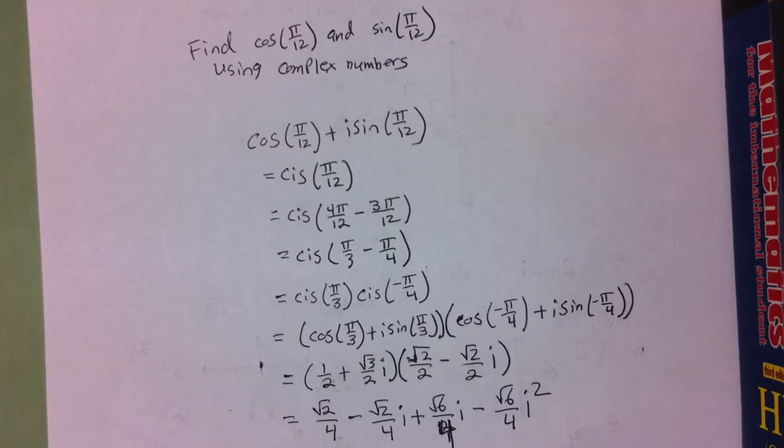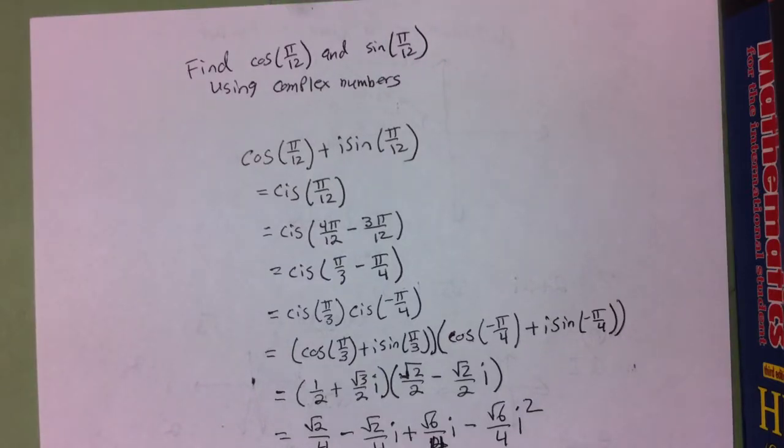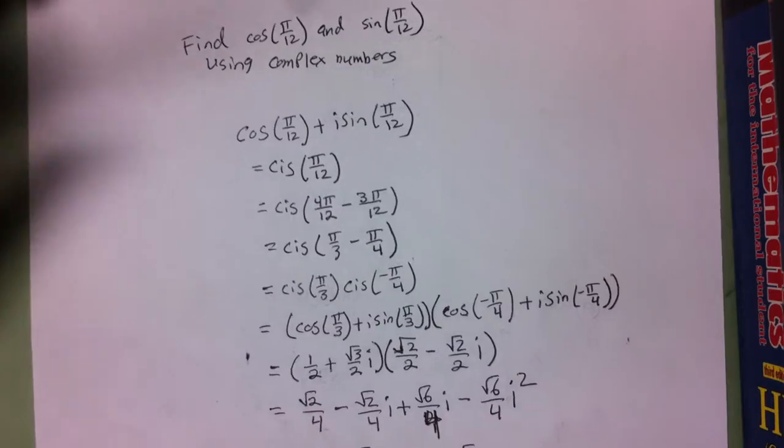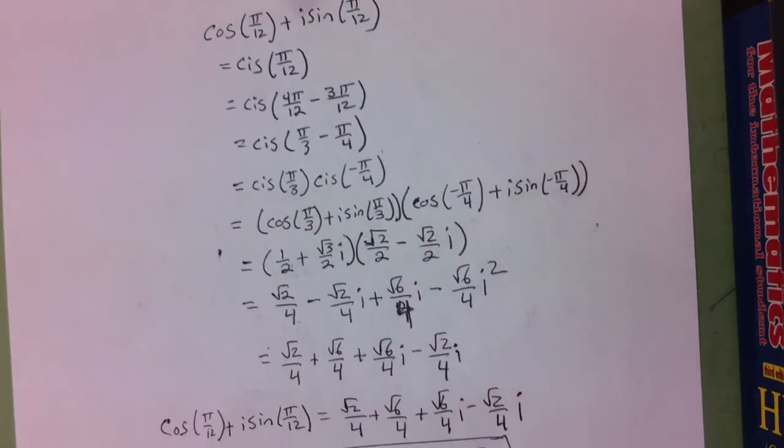So when we have abnormal angles like cosine of pi over 12 and sine of pi over 12, this is how we use complex numbers to figure out what those values are.